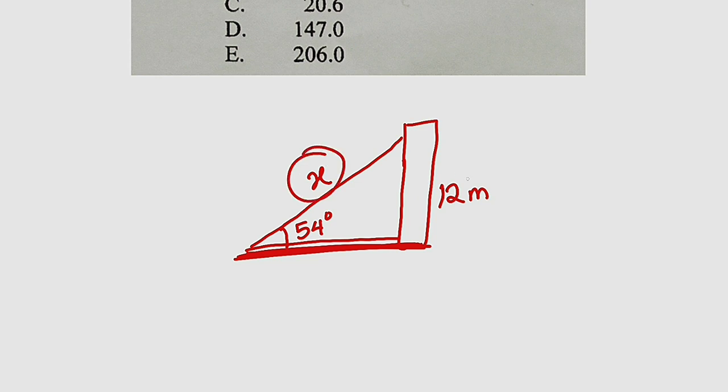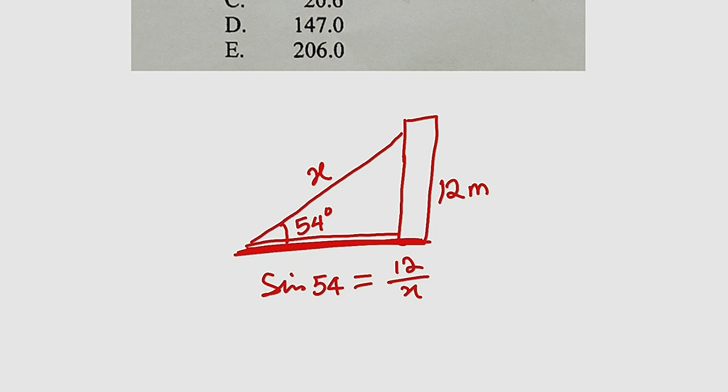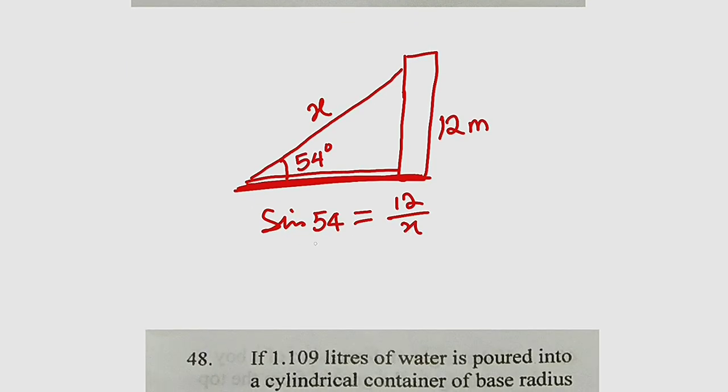You can see that this is the hypotenuse, this is the opposite. Sine of that angle, which is 54, is equal to what? Opposite divided by the hypotenuse. And if you make x the subject, it will be x equal to 12 divided by sine of 54. So now let us plug this into a calculator, and this is 14.8.